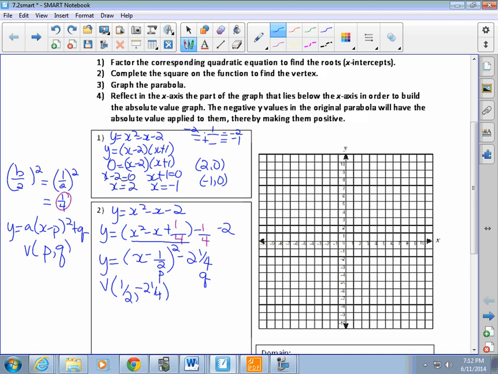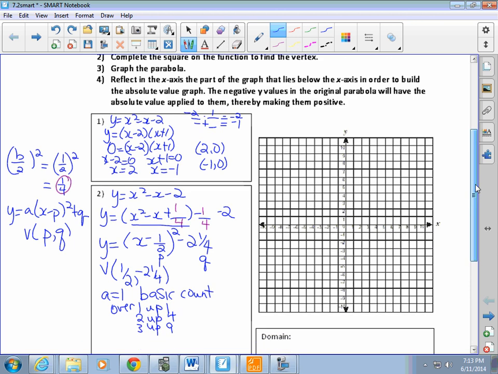So my a value here is a 1. So that means I do my basic count, which is I go over 1, up 1, over 2, up 2 squared or 4, over 3, up 3 squared or 9. Sorry. So now that I have those things, I can graph it. And once I have my graph, then I can do the other steps to graph my absolute value.